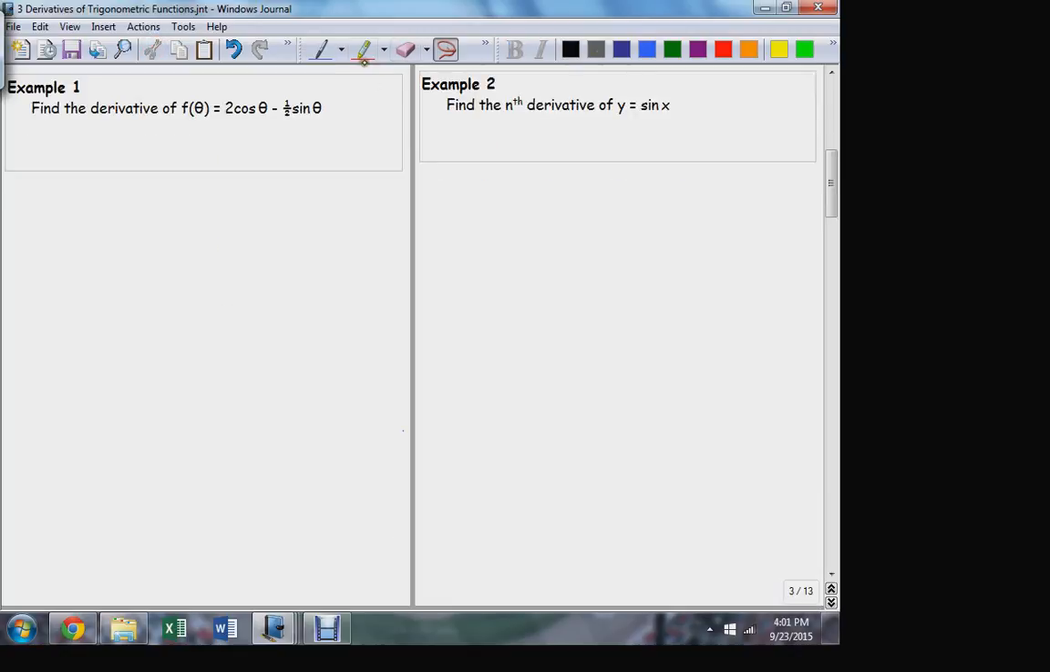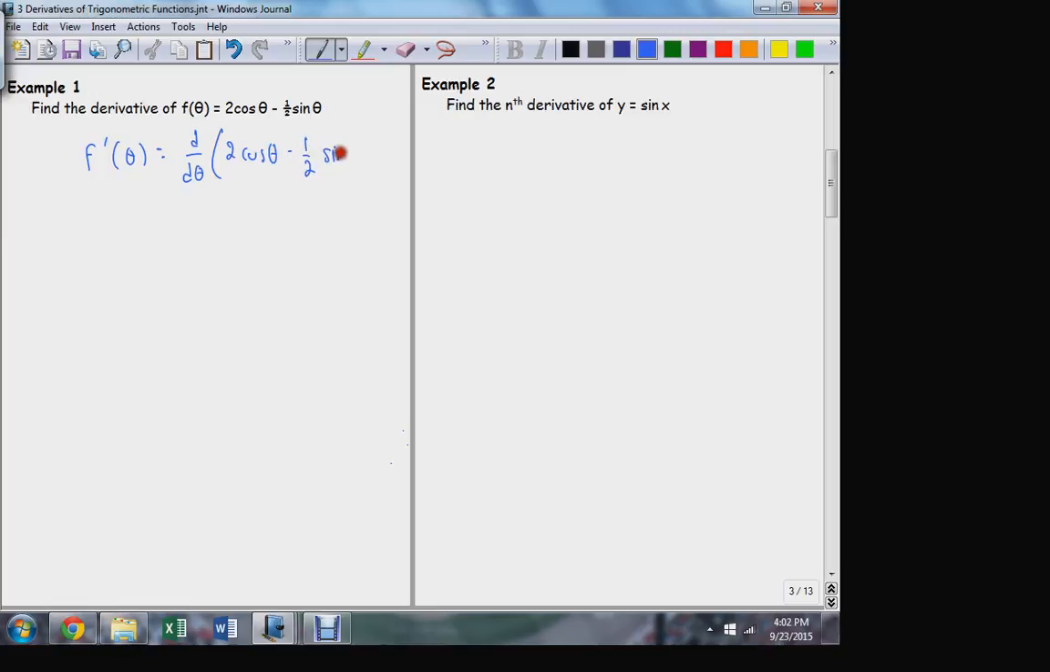Okay, so let's do it. What's the derivative of this function? F of theta is equal to 2 times cosine theta minus 1 half of sine theta. What's the derivative of this function? Okay, and again, I'm going to do this step by step because not only do we have those two rules about derivatives of the trigonometric functions, but we've also got the sums and differences and the constant multiples. So I'm going to go through this step by step just to make sure that we've got this straight. And please notice in this case, our independent variable is theta. So when we talk about the differential form here, this is d theta.